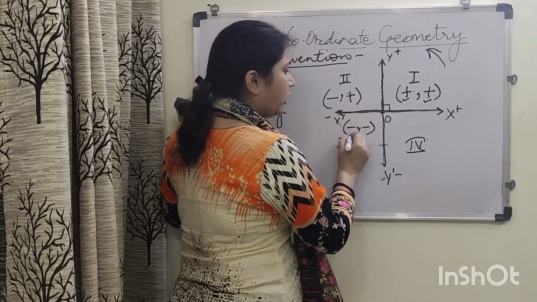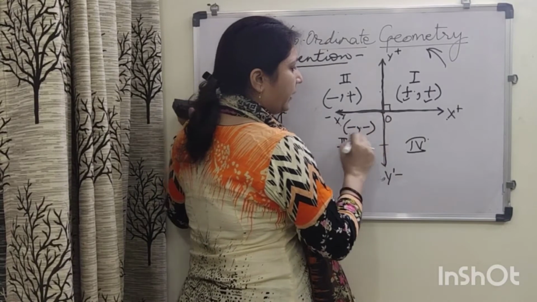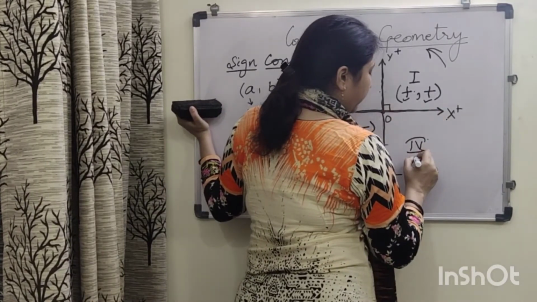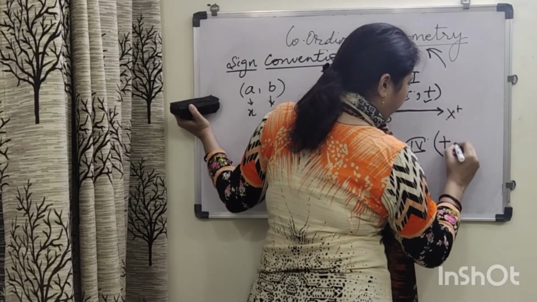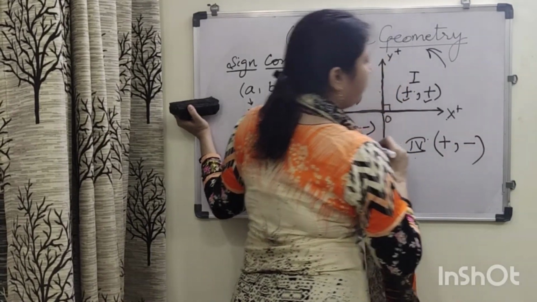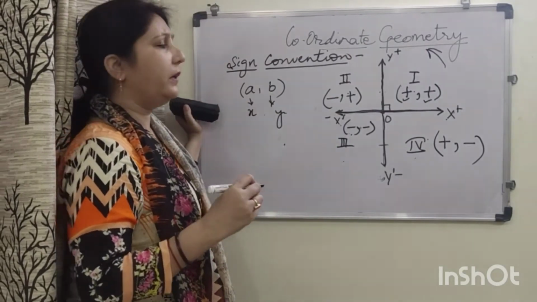X coordinate is also negative, y is also negative. Now you look for this fourth quadrant. It is made up of positive side of x but negative side of y. So this is sign convention.